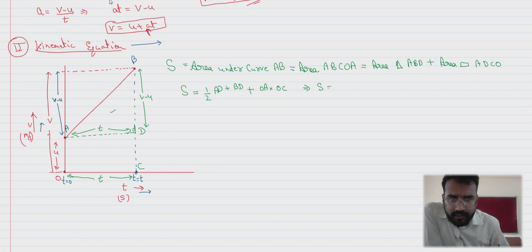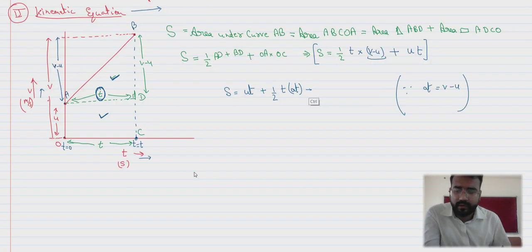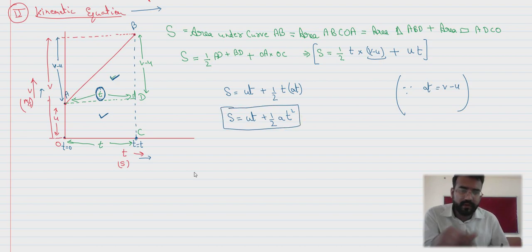Now I'll tell you a few terms which are not mentioned in the book, or which you are not able to understand if you do not have the detailed concept of mathematics. As you all can see, this area can be taken out in two ways. Those two ways are rectangle plus triangle, as we have done right now, and you can even take the entire area as a trapezium. If I talk about the conclusion, that is UT plus half AT square as the second equation we have.